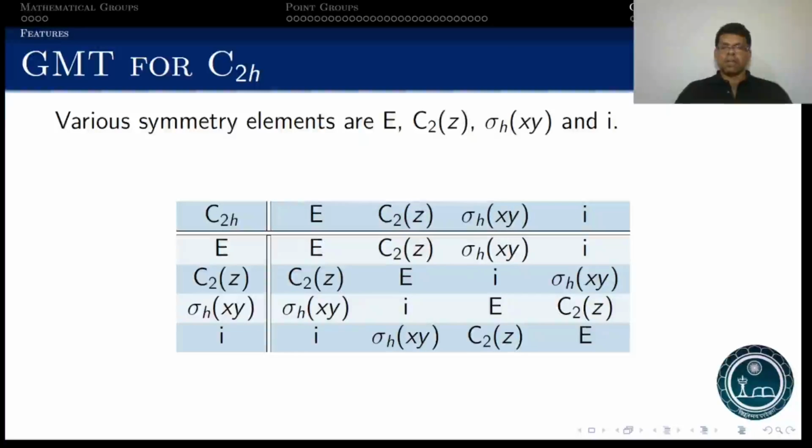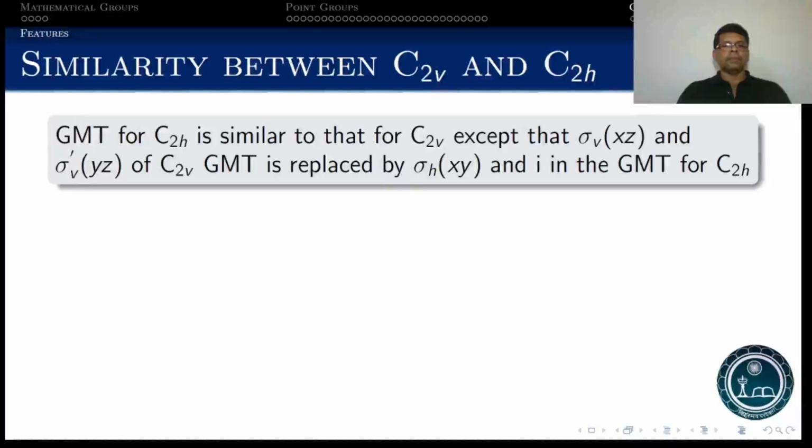Then one more concept is there. Similarity between C2V and C2H. GMT for C2H, group multiplication table for C2H, is similar to that for C2V, except that sigma V xz and sigma dash V yz for C2V in the GMT is replaced by sigma h xy and I in the GMT for C2H.